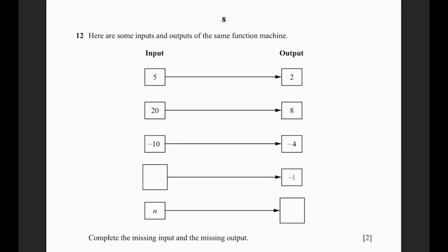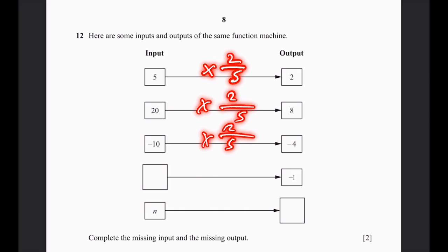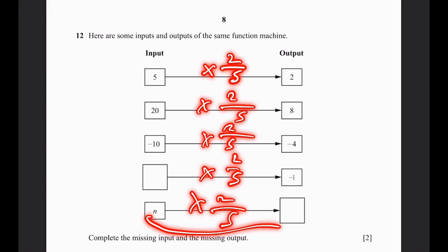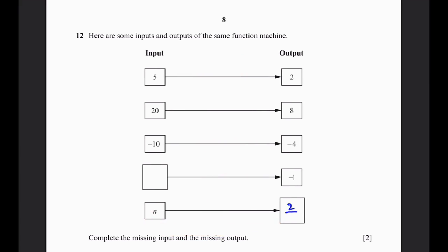Let's go to question 12. Here's some inputs and outputs of the same function machine. We have the inputs over here. They undergo a certain change and it becomes output. Complete the missing input and the missing output. If we realize closely, if we multiply the input by 2 by 5, we will get the output in every single one. And that's why this one, n, will become 2 by 5n. But what about this one? The output's minus 1. Something into 2 by 5 is minus 1.